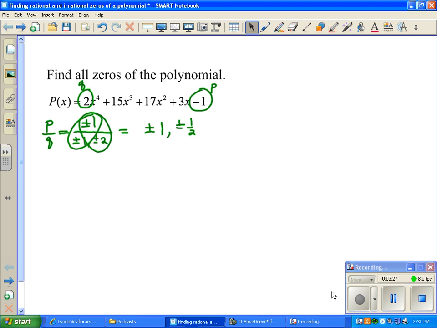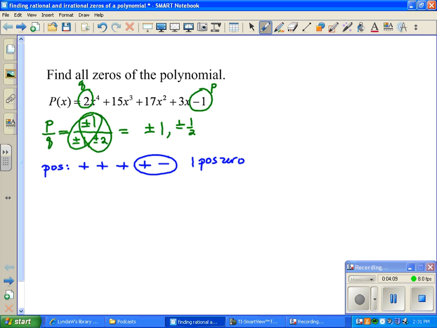The next thing I like to have my students do is try to figure out what kind of answers we're going to get by using Descartes' rule of signs. And Descartes' rule of signs, to figure out what the positives are, we look at the signs of the coefficients in the problem right now. 2 is positive, 15 is positive, 17 is positive, 3 is positive, and 1 is negative. And what we want to do here is figure out how many sign changes are there from left to right. So starting with the positive, we go to another positive until we get to this last one. And that's one sign change from positive to negative, which means there's one positive 0.